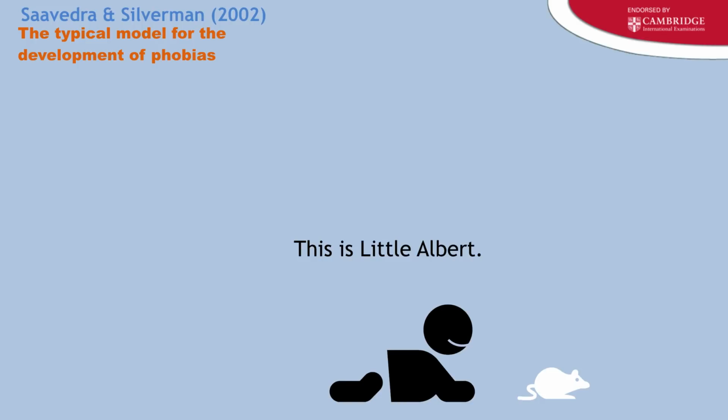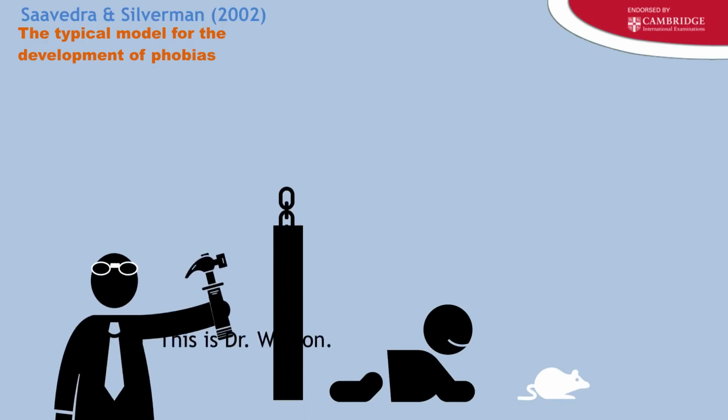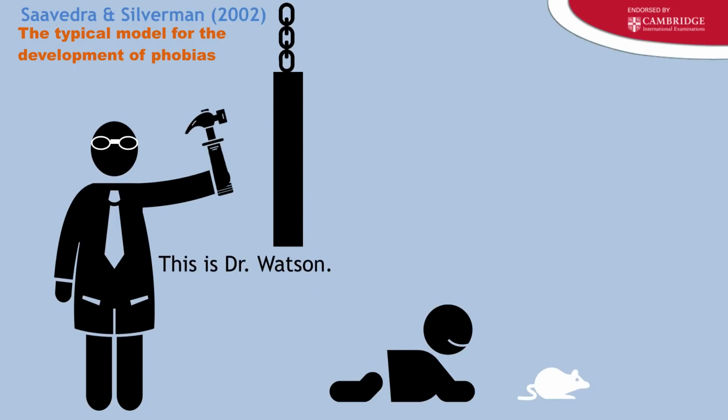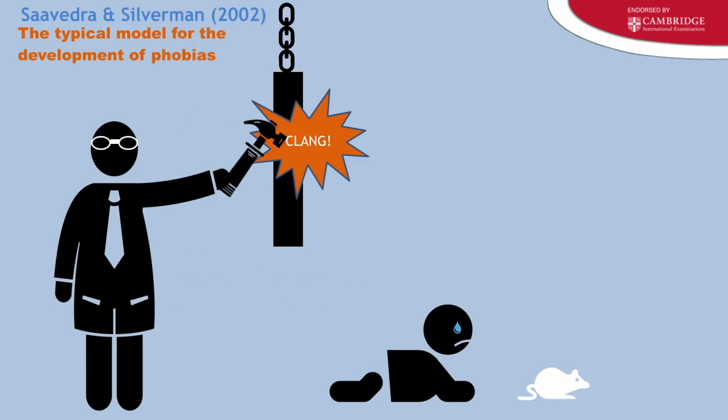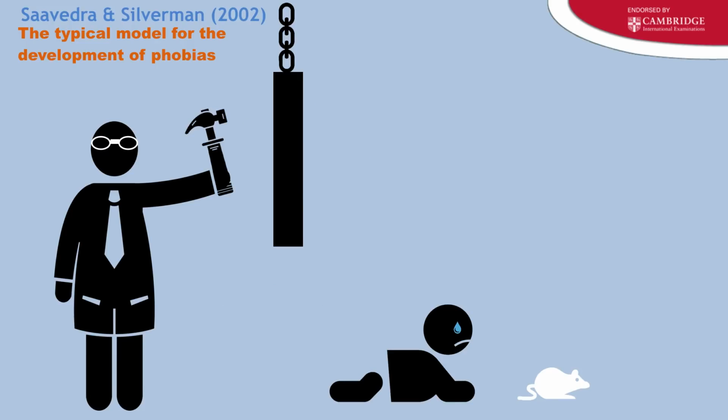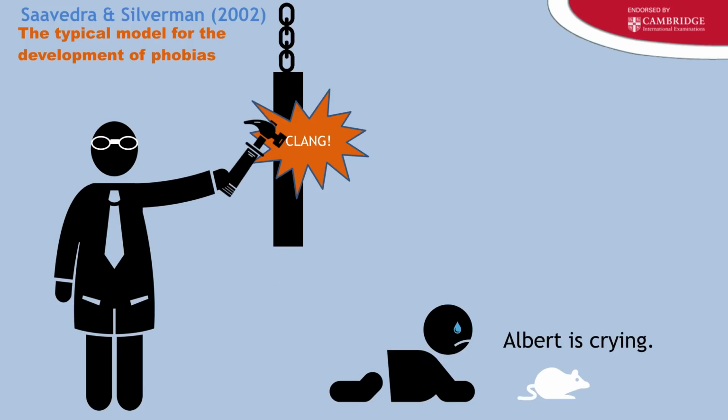This is little Albert. He is happy. The rat is not scary. This is Dr. Watson. He will bang the metal bar. Now Albert is crying. The rat is now scary.